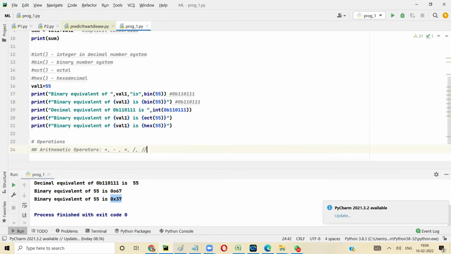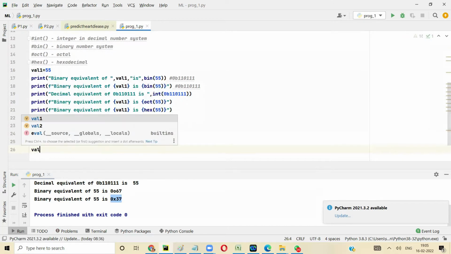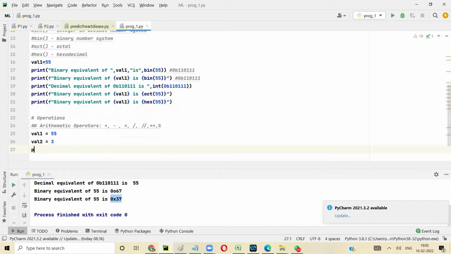It will be 4. Similarly, if you want to do power, you do double star. And we have modulus, which will give us the remainder. These are called arithmetic operators. So let's try. Let's say I have val1 equal to 55, and val2 equal to, let's say, 3. If I say val1 plus val2, what will I get, guys?